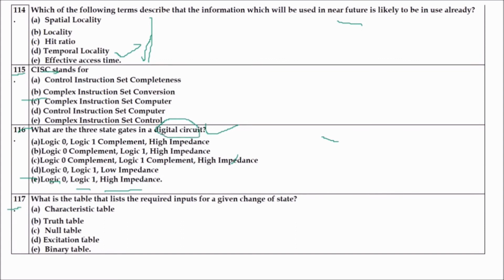Next. What is the table that lists the required inputs for a given change of state? What is the table that lists the required inputs for a given change of state? The answer is G, excitation table. Table that lists the required inputs for a given change of state is excitation table.